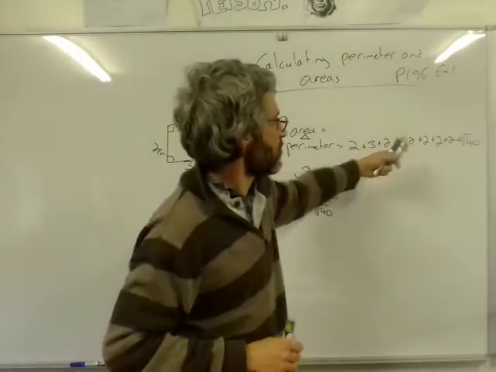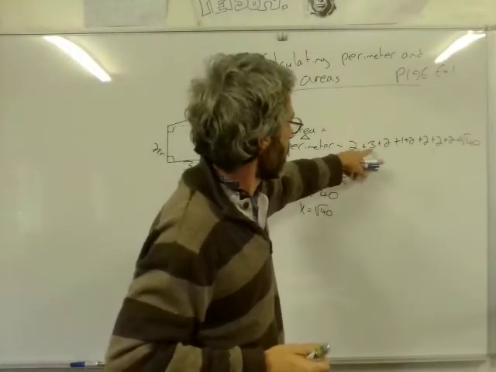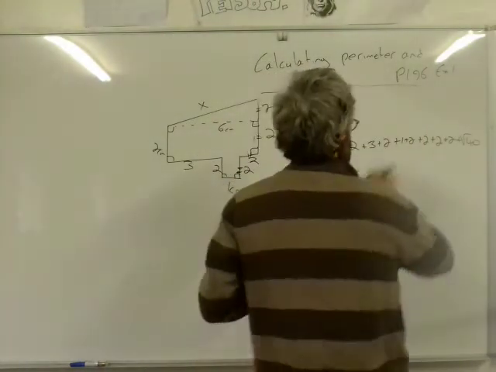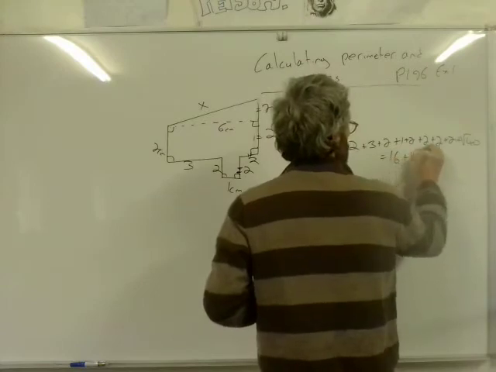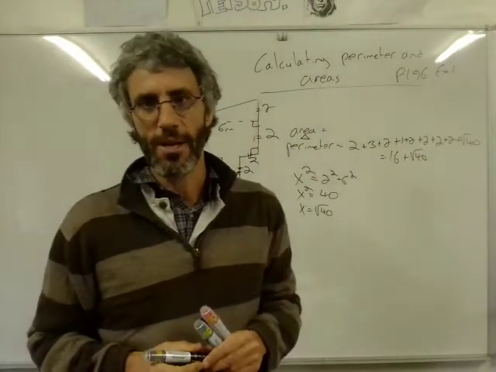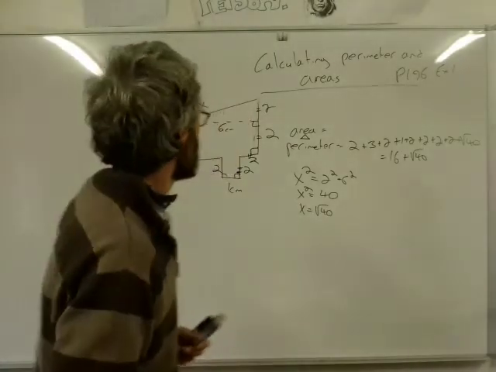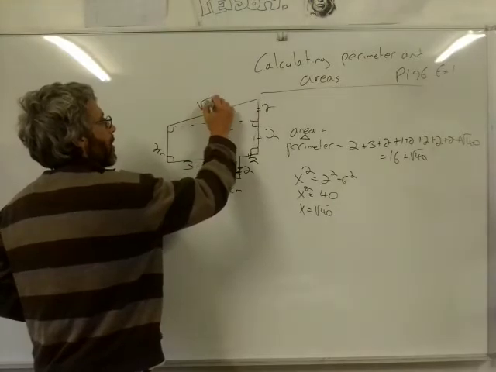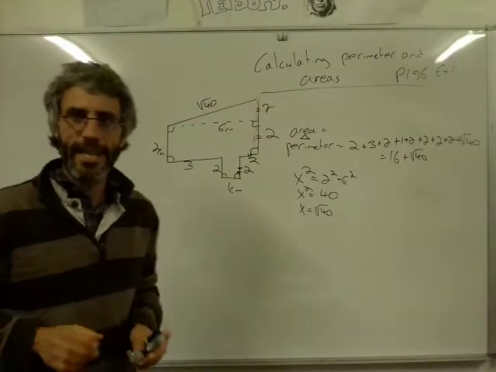You add 2 plus 3. You don't need a calculator for that, right? It's 5, 7, 8. 8 plus 8, 16. 16 plus square root 40. You just need to put that in your calculator and you get the answer in decimal places. Okay? So that's for the perimeter. What about, so I know this is square root 40. What about the area? How do we find the area?